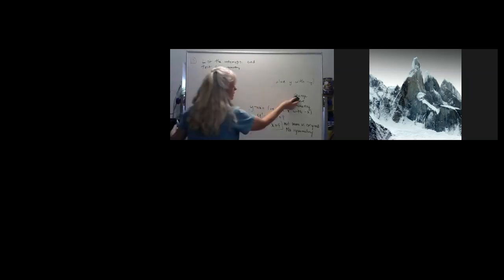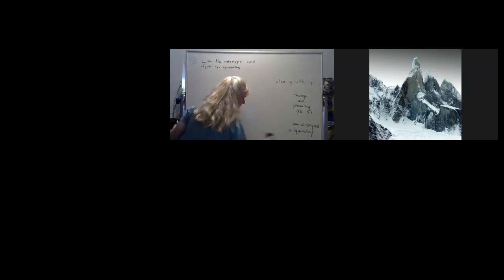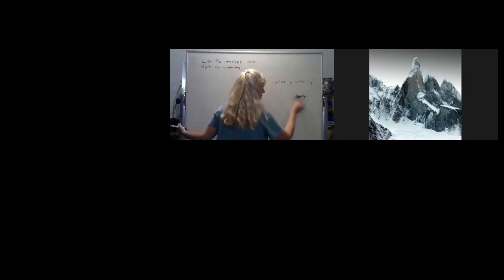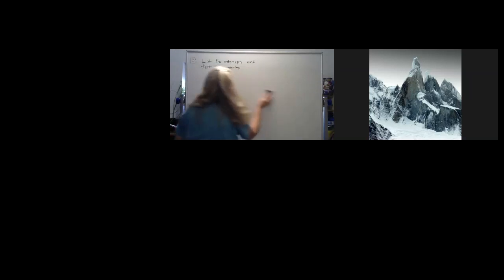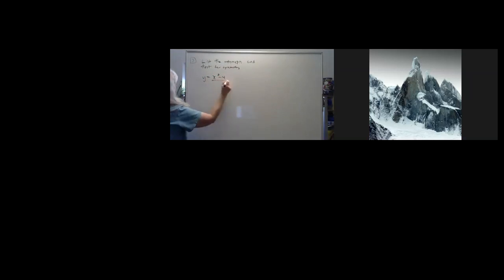So the idea of symmetry is that if you know something has a specific symmetry, then you can just draw half of the picture and use the idea of symmetry to do the other half of the picture. Okay, so the one I want to do now is I'm going to do one of the fraction ones. So let's do y equals x squared minus 4 all over 2x.